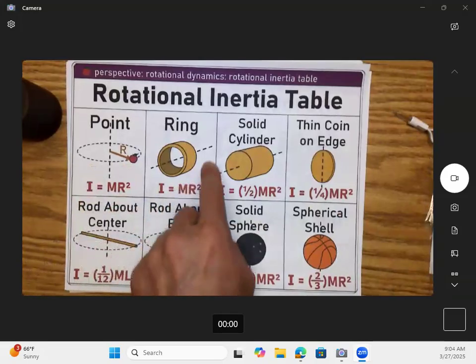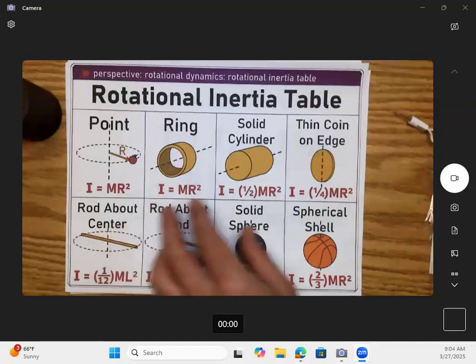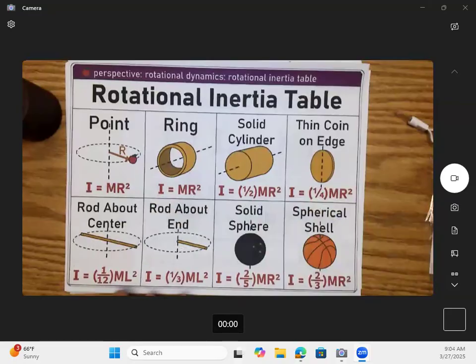And for a ring, that's really just a series of points that are equidistant, so that'd be the same thing. But all those other ones work out a little bit different. Notice it's always some coefficient of mr squared, though. You see that? Or in this case, with the rods, ml squared.